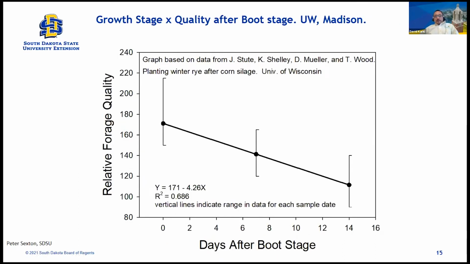And another thing, if you think about forages and biomass, quantity and quality always remain inversely related. And you can see that in this figure too, with the relative forage quality on the y-axis and days after boot stage in rye, and then the slope goes downward. That means the relative forage quality is going down. And this graph I took from another study done in Wisconsin. And we can expect the same thing to happen here also.